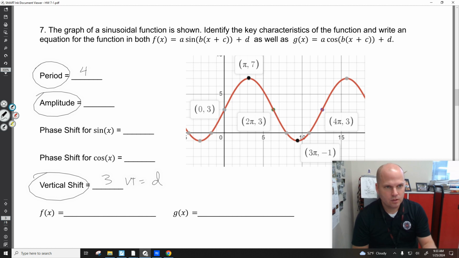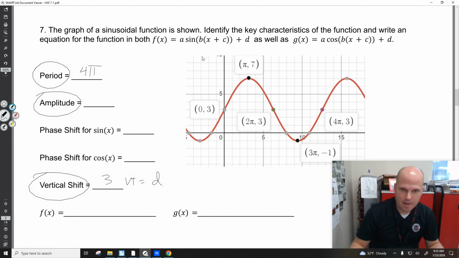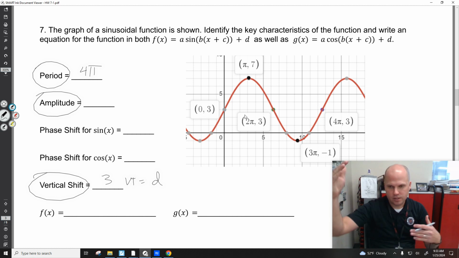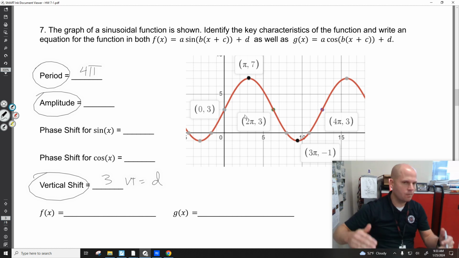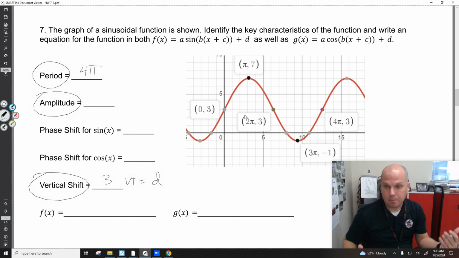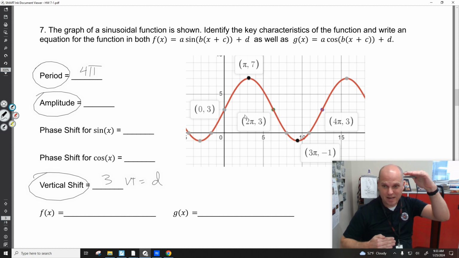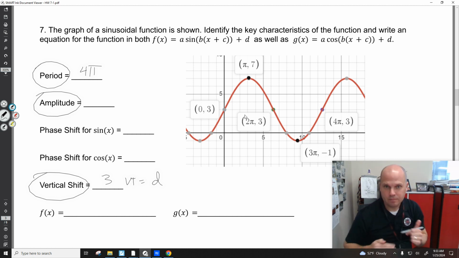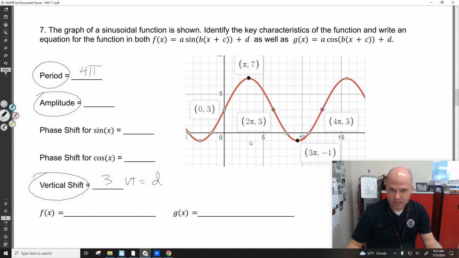So period, 4 pi. Amplitude, I go from 3 up to 7. I go 3 down to -1. Take your top and subtract your middle. Take your middle, subtract the bottom. Take the top and bottom and average them together. Find this distance, which is 8, divided by 2, which is 4. And there's your amplitude.